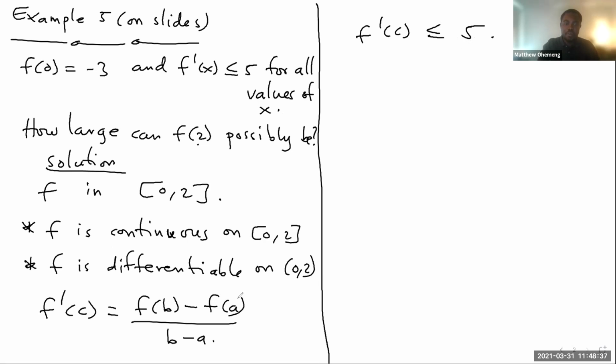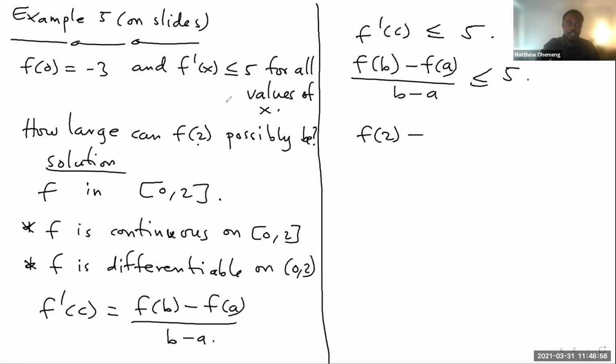And then what is f of b, f of a? Because f prime of c is equal to f of b minus f of a, all over b minus a, and this is less than or equal to 5, this will also be less than or equal to 5. What is f of b? Well, f of b is f of 2. What is f of a? f of a is f of 0. What is b minus a? It's 2 minus 0, less than or equal to 5.